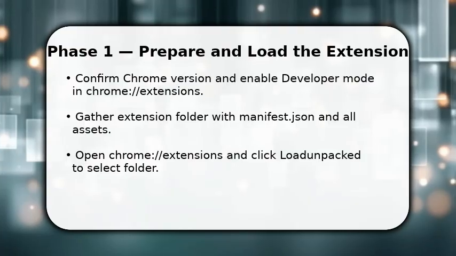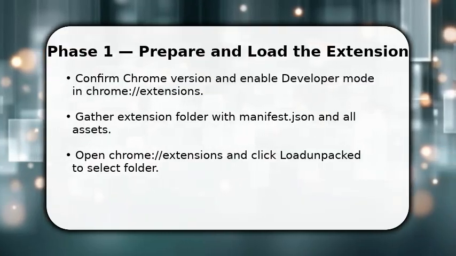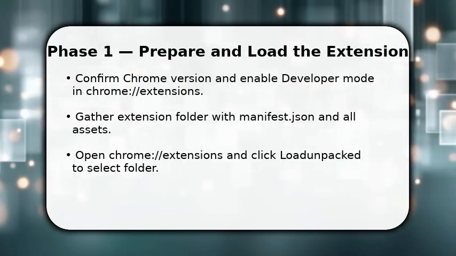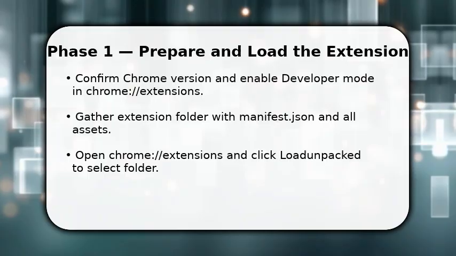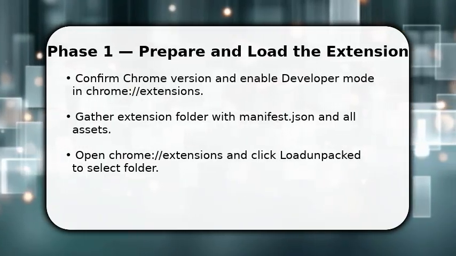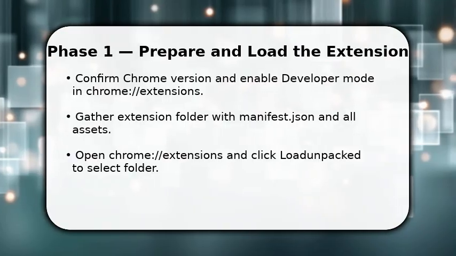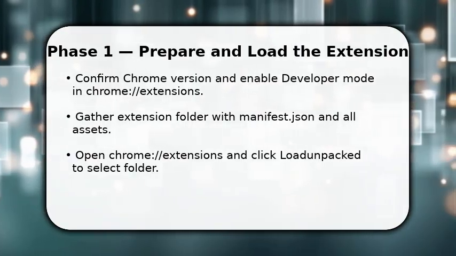You start by verifying Chrome is up to date and turning on developer mode. This lets you load unpacked extensions. Next, make sure the extension folder contains manifest.json plus icons and scripts. Missing files break the build.